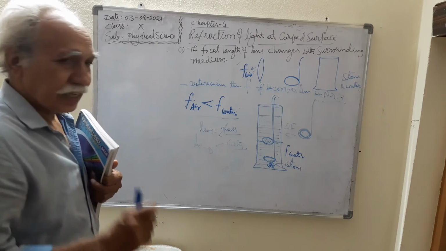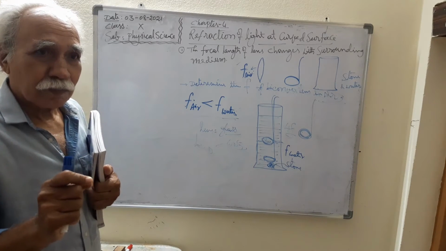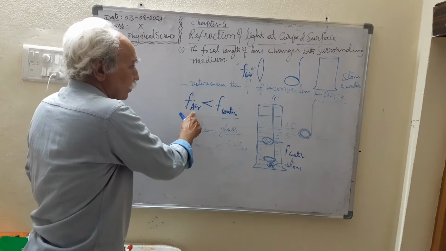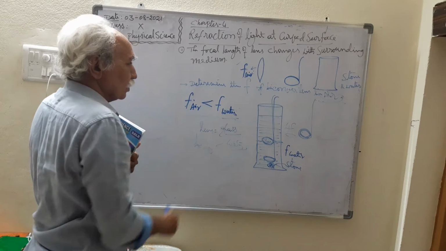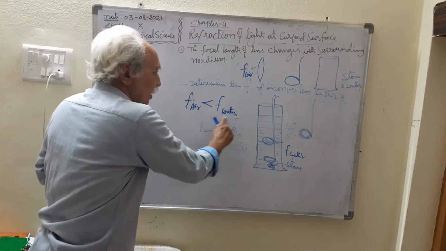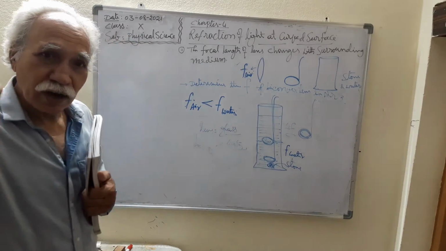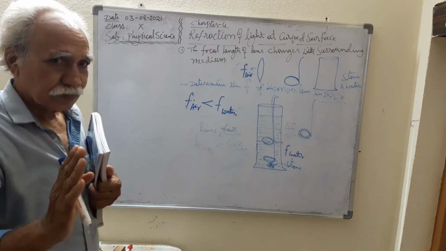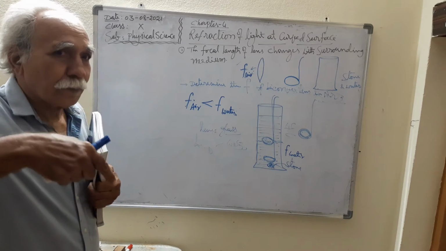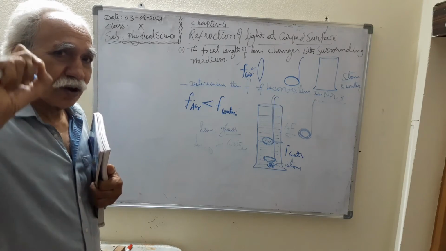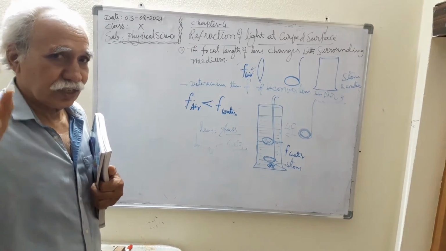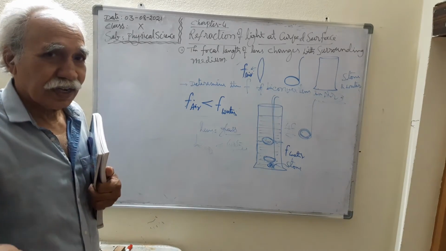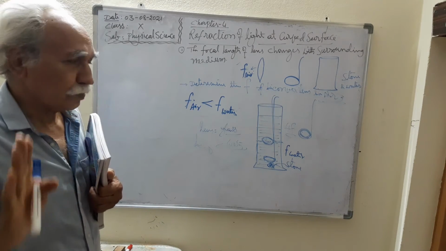Second point, the lens is present in a surrounding medium, which is an air medium. Compared to the optical density of the air medium, the water medium is greater. So as the optical density of the surrounding medium increases, the focal length of the lens increases. Understood? If the surrounding medium's optical density increases, the focal length of the lens increases. If the surrounding medium's optical density decreases, the focal length decreases. So that is the second point.